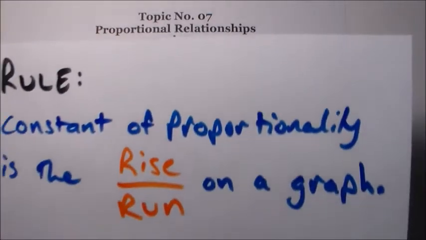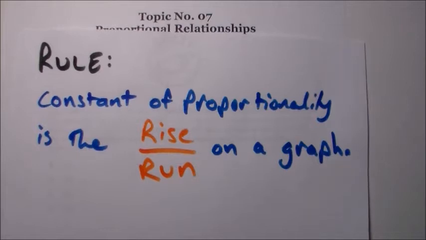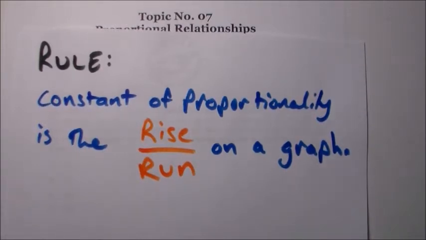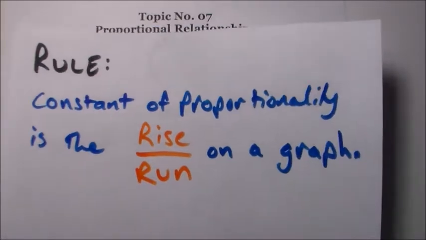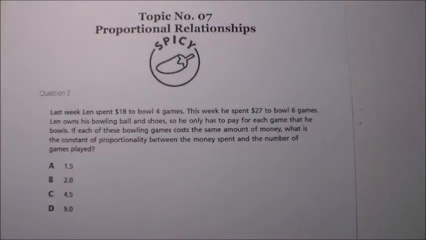Okay, couple rules on this one. First rule, the constant of proportionality, strange term, comes up here and there, is the rise over run on a graph. The constant of proportionality is the rise over run on a graph. But look here, we don't have any graphs. We just have an equation. So we don't even have an equation, we just have a relationship. We have $18 to 4 games and $27 to 6 games. So what are we to do with that?